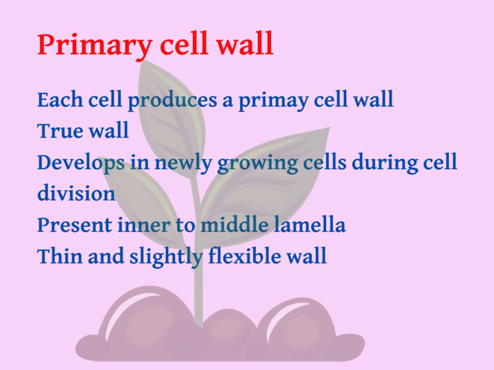Now we talk about primary cell wall. Each cell produces a primary cell wall. It is a true wall. It develops in newly growing cells during cell division. It is present inner to middle lamella. It is thin and slightly flexible wall.